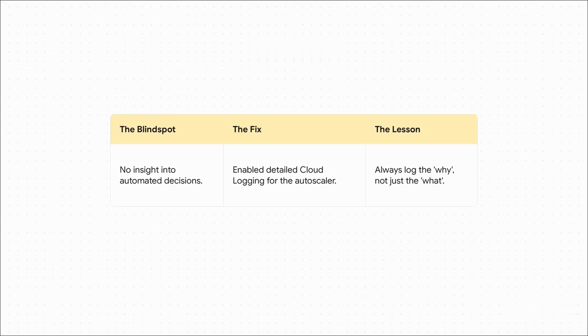So, let's wrap up this first case. The blind spot? Having 0 insight into automated decisions. The fix? Just enabling some detailed logs. And the lesson here is so important for any automated system. You have got to log the why, not just the what.